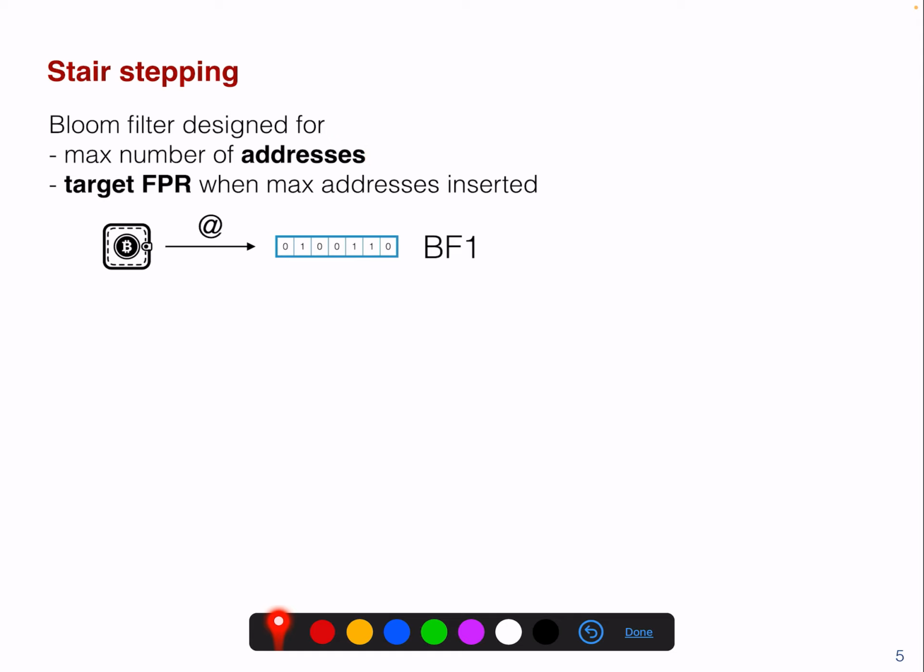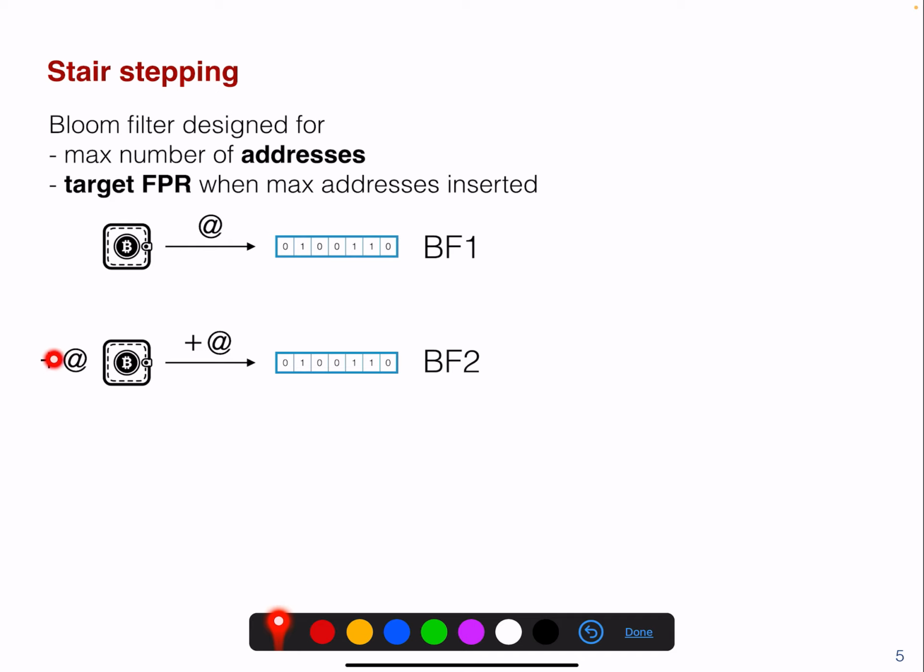So for a bunch of addresses, I think it's 50 addresses, and for a target false positive rate. And this target FPR is only achieved once the maximum number of addresses are inserted in the filter. So that's a problem, because if you insert fewer addresses into the filter, you will not achieve this target false positive rate.